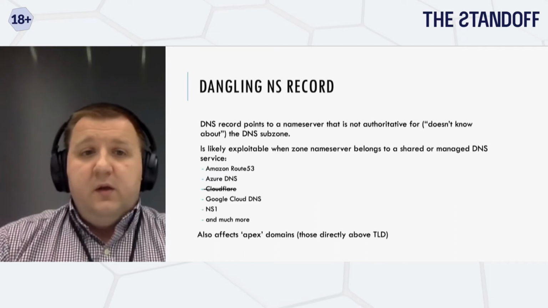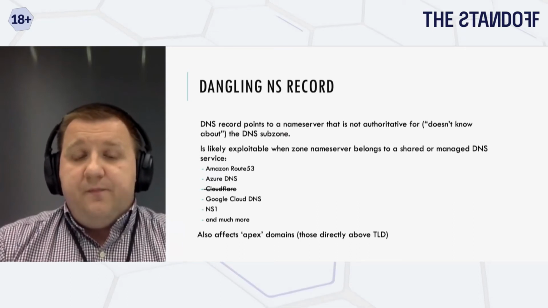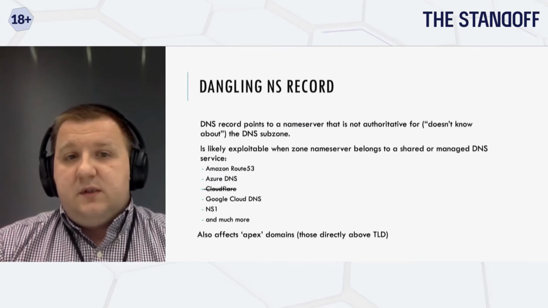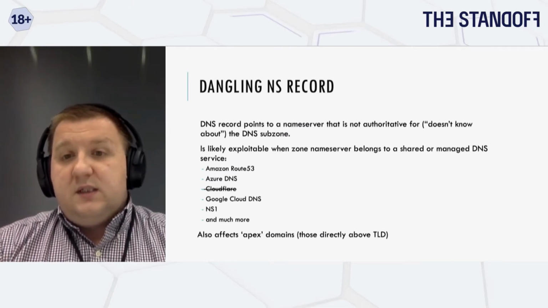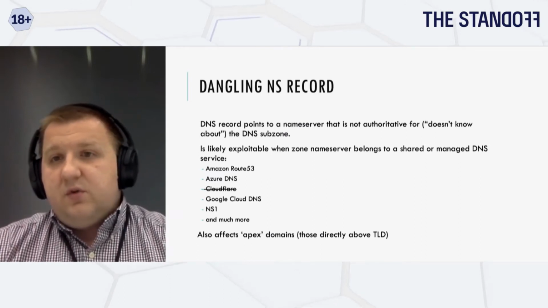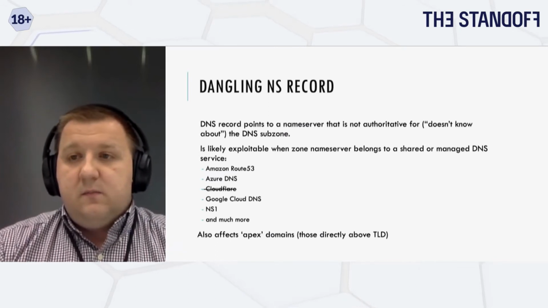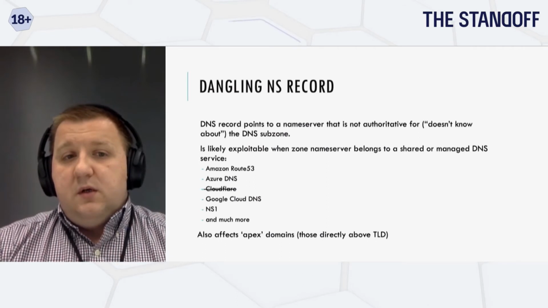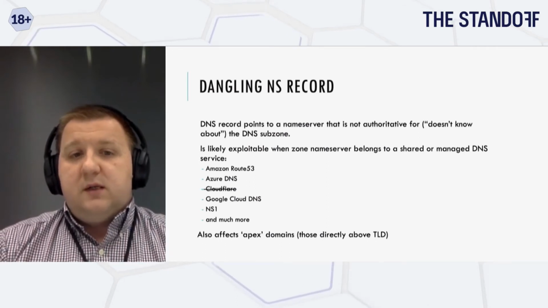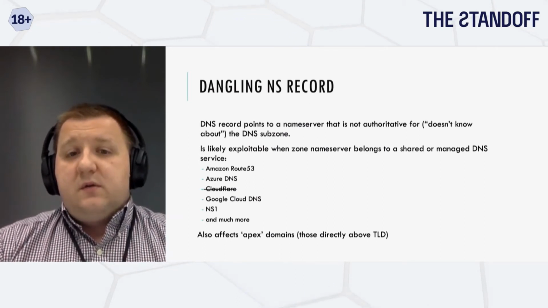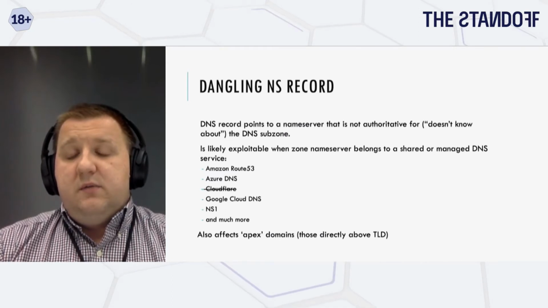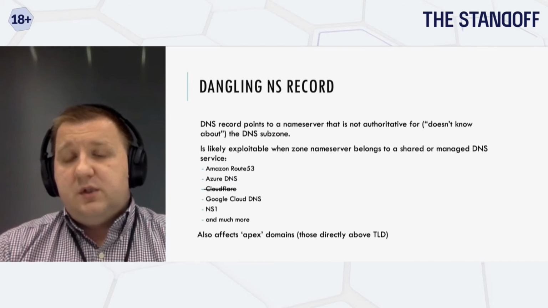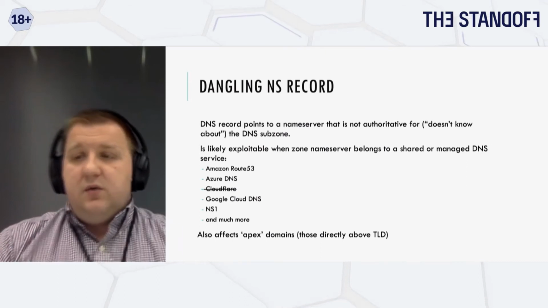I think you know where I'm leading. A dangling NS record will be pointing to a name server which doesn't know much about the zone that has been delegated to it. It can be exploitable when a zone name server belongs to a shared or a managed DNS service.